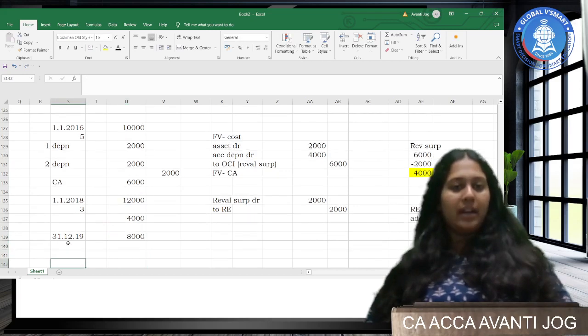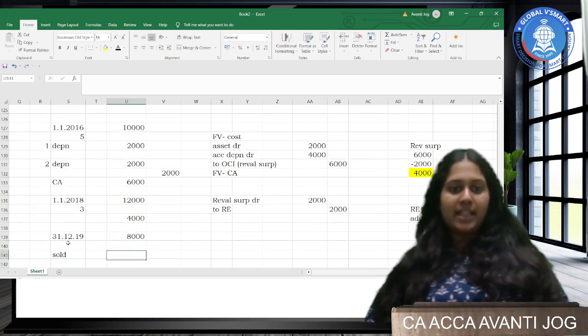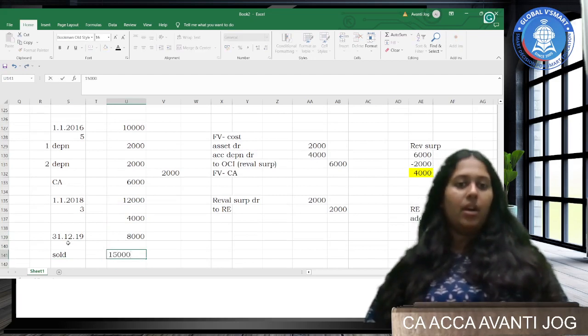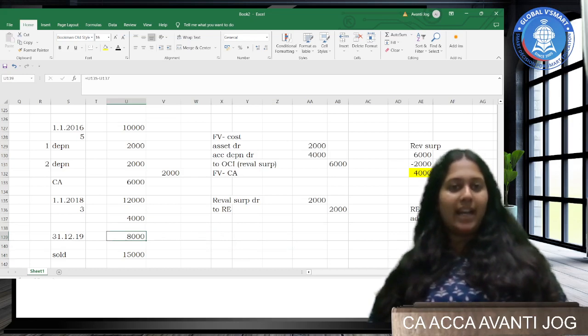8,000, right? Okay. Now let's say I went into the market and I sold the asset on this day, and I sold it for, let's say, 15,000. Okay. What is the entry that I pass? First of all, what is the carrying amount? 8,000. Sell kitna ka kya hai? 15,000. So obviously there is a profit.